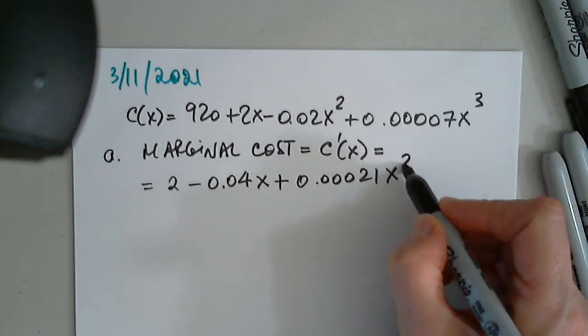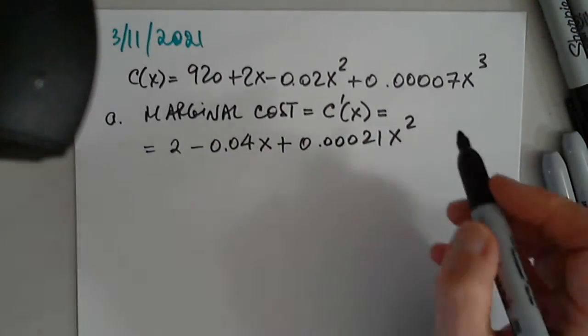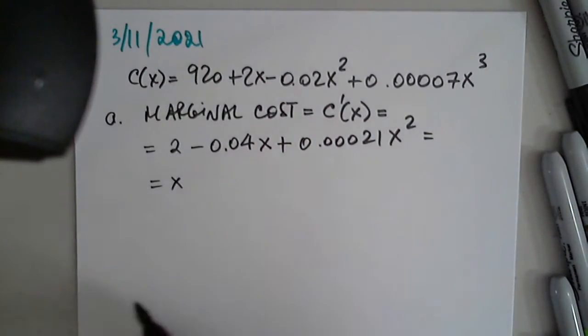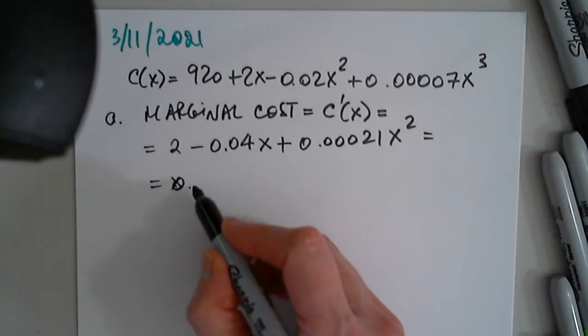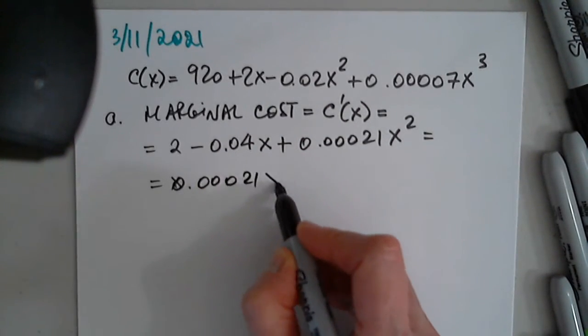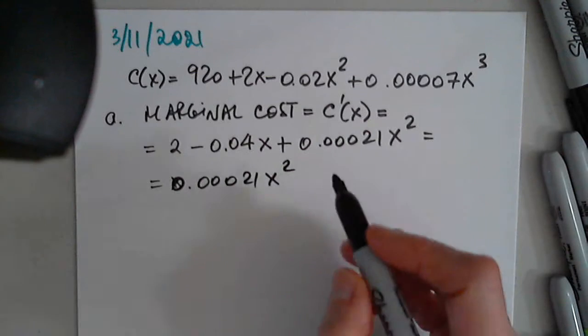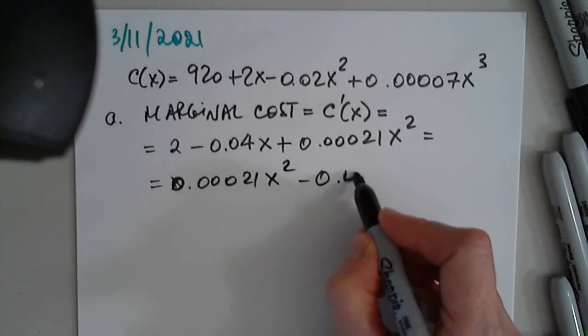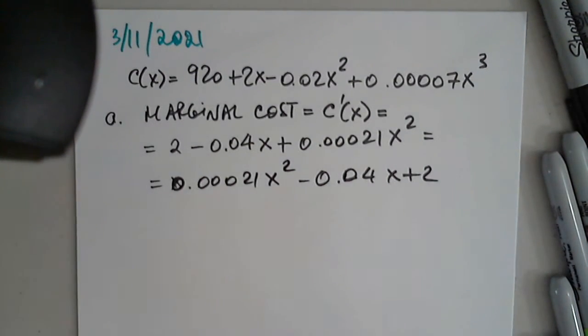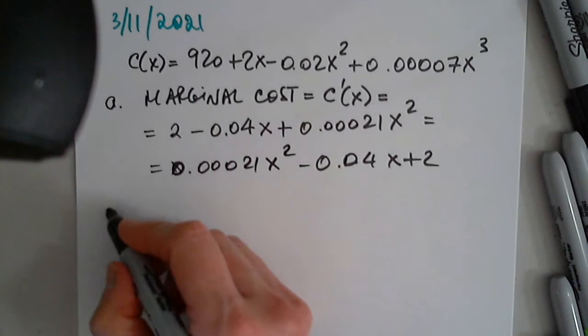0.0021 x squared. Yep. I normally like it as a clean shape, right? 0.0021 x squared and minus 0.04 x and plus 2. Okay, that's the marginal cost.